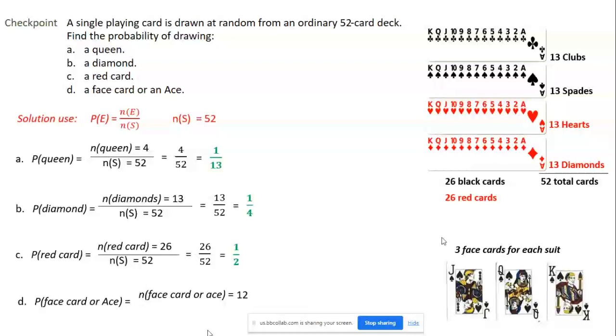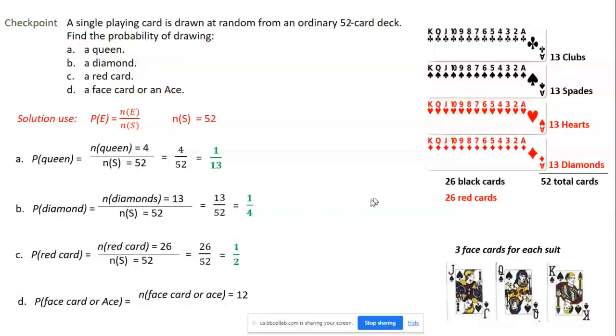So why is this 12? Right? So we have four aces, right? And we have three face cards. So this is where our multiplication is going to come into place, our multiplication principle. So the sample space, or sorry, the event for a face card or an ace, it would be this 4 times 3, right? So 4 times 3 is 12. So that's my event. What's my sample space?